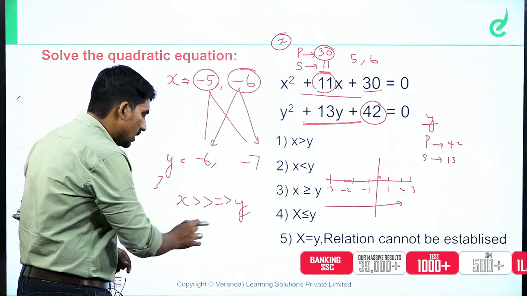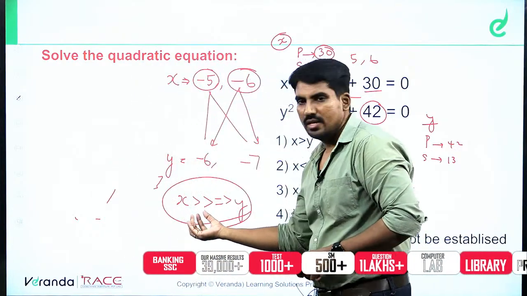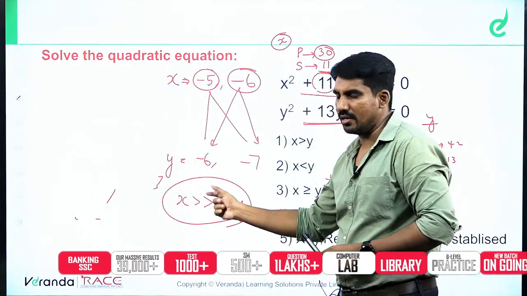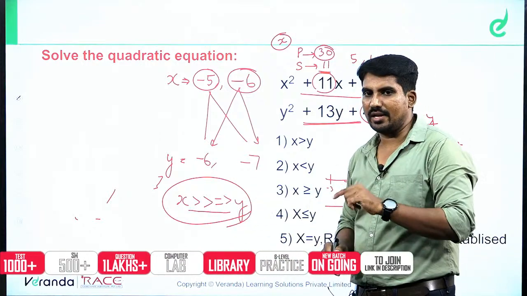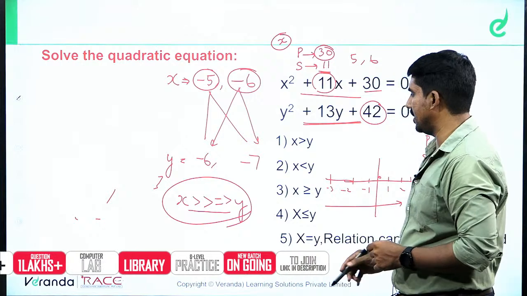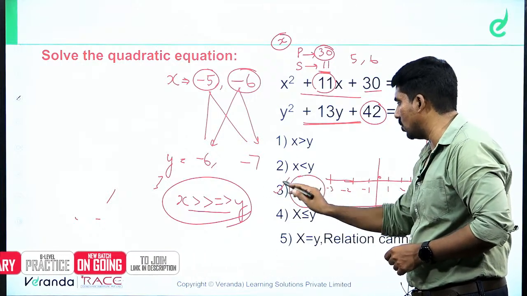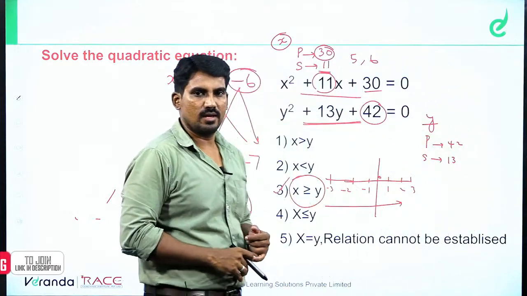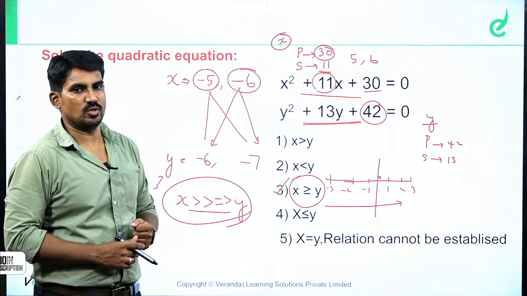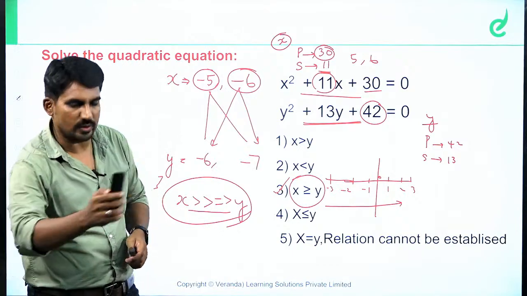Now see the result throughout the question. x is greater than, equal to, greater than y. Therefore, only two symbols are there: greater than and equal. Therefore, what is the answer? x is greater than or equal to y. x is greater than or equal to y is the answer. Clear? Now, next question, right?